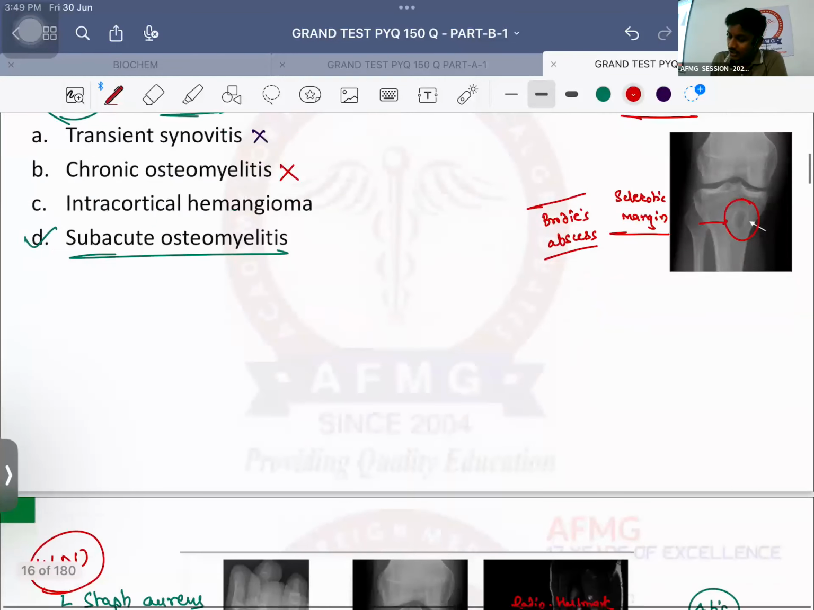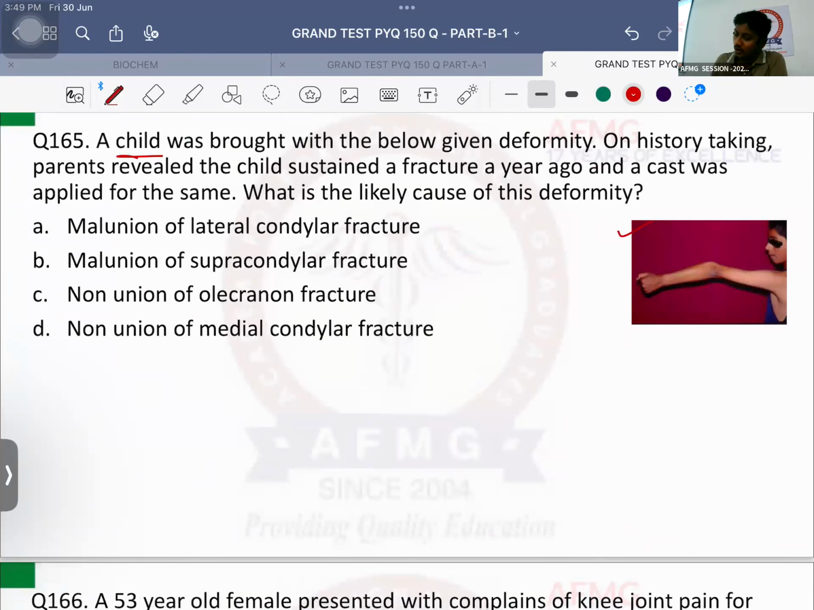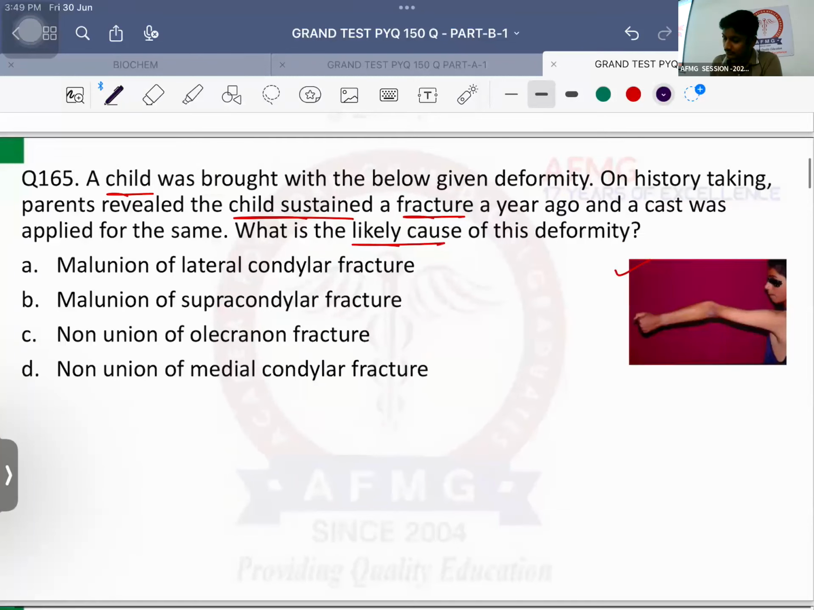Question number 165. A child was brought with the below given deformity. On history taking, parents revealed that the child has sustained a fracture a year ago and a cast was applied for the same. What is the likely cause of this deformity? What is the fracture? It is the fracture which is supracondylar fracture of humerus. Supracondylar fracture of humerus is an intra-articular fracture or an extra-articular fracture? It is an extra-articular fracture. Shabash. So if it is an extra-articular fracture, there will be high chances of malunion or non-union.